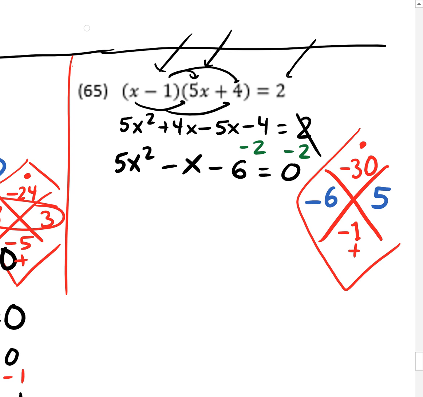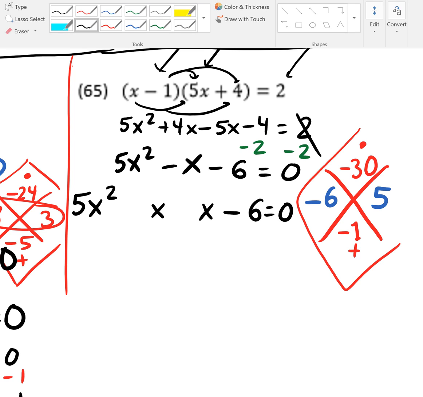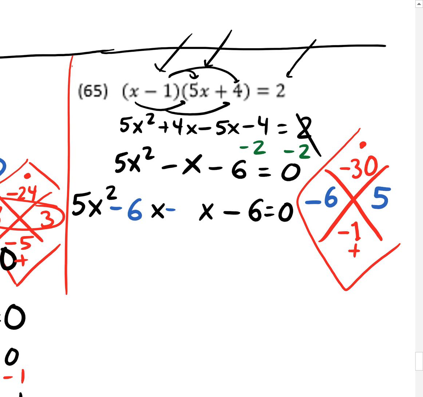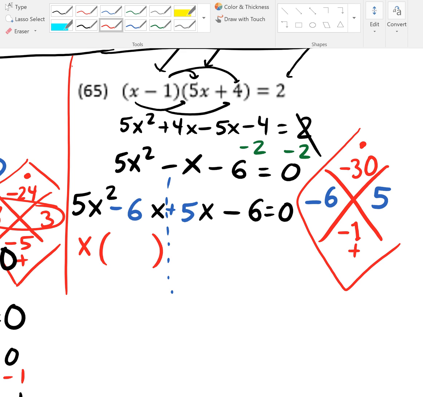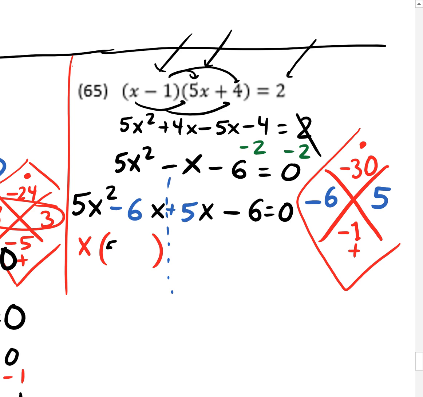Let me rewrite this guy. First term exactly the same. Last term exactly the same. Middle term split up into 2 with those coefficients I just found. Negative 6 plus 5. And then I'll split it down the middle. Alright, between the first and the second term, what can I factor out? 5x squared and 6x have an x in common. If I take x out, what's left over? 5x minus 6.